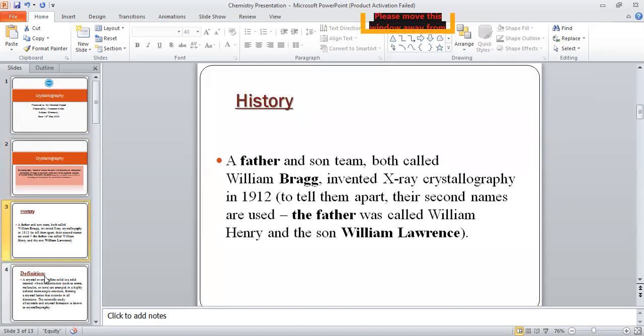Then comes the history of crystallography. Crystallography was invented by a father and son team, both called William Bragg, who invented X-ray crystallography in 1912. To tell them apart, their second names are used. The father was William Henry, and the son was William Lawrence. They played a very vital role in developing the crystallography technique.